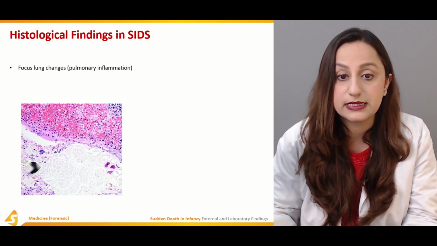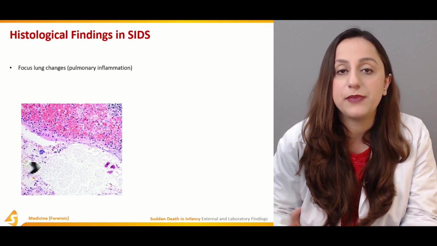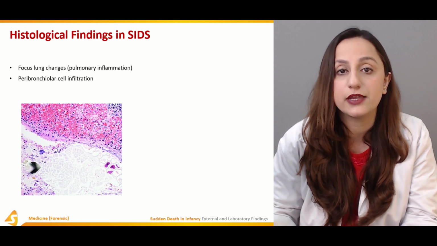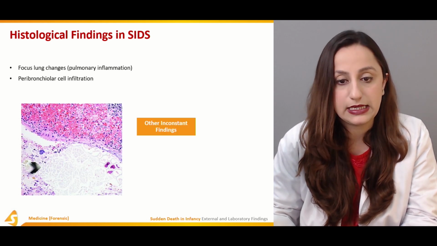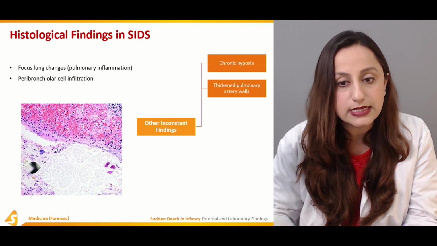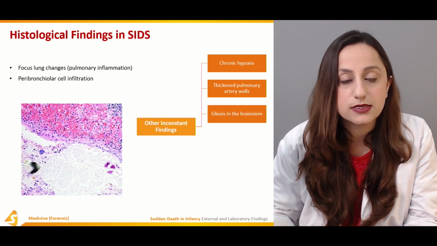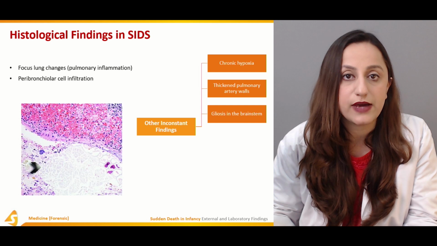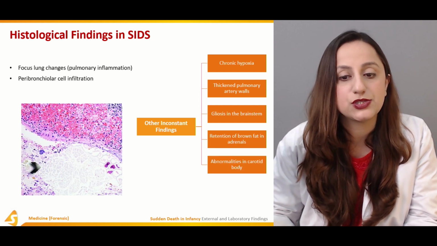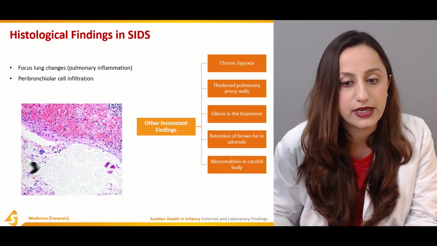Histological findings in SIDS are again very important. The focal lung changes, for example, pulmonary inflammation, are seen in a lot of cases. Peribronchiolar cell infiltration is seen. Other inconsistent findings include chronic hypoxia and thickened pulmonary arterial walls. Gliosis in the brainstem is one of the risk factors over here. And then we have the retention of brown fat in the adrenals. Abnormalities in the carotid bodies are seen in a lot of cases as well.